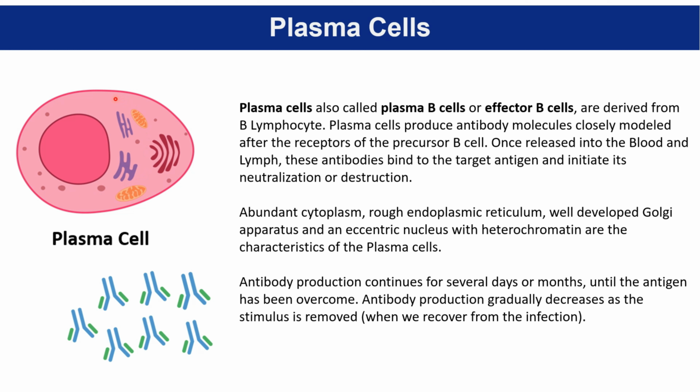So these are its characteristics, because they are involved more in the production of antibodies. All the organelles involved in protein expression and production are very prominently visible. So they keep on producing the antibody. Once they start producing antibodies, they can produce them for days, several days, or even months, until the antigen has been eliminated from the body.